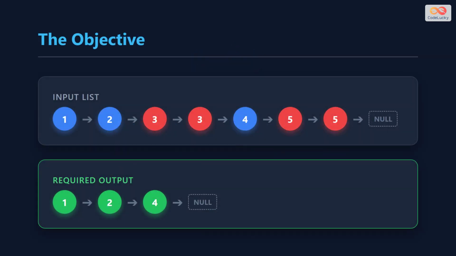Here is our goal. We are given a sorted linked list, like the one shown at the top. Notice that the number 3 and the number 5 appear multiple times. In this problem, our job is to completely remove any node that is part of a duplicate set. The output should only contain numbers that appeared exactly once in the original list.